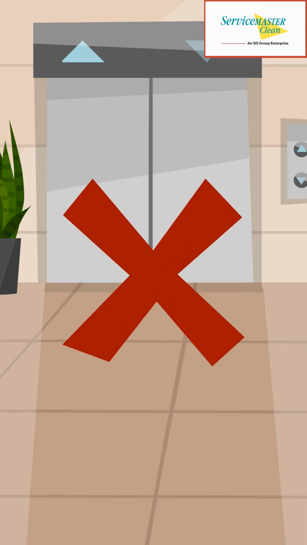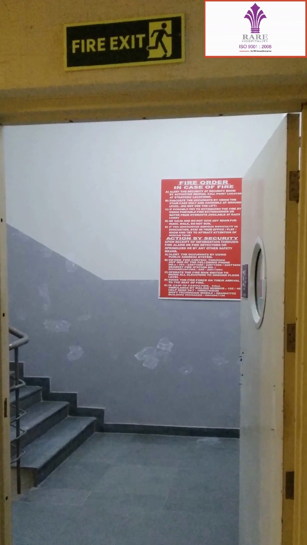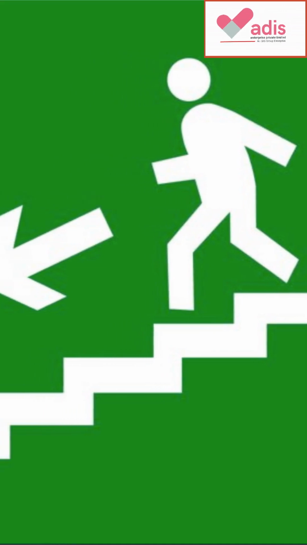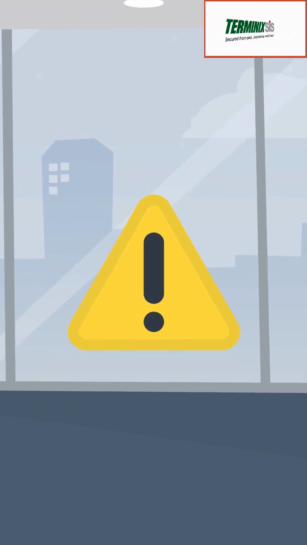When building evacuation is announced, follow the fire evacuation plan for exit. Never use elevators or escalators. Only use fire exit staircases. Move downwards of the building. Do not go to higher floors. Be away from any glass windows, etc.